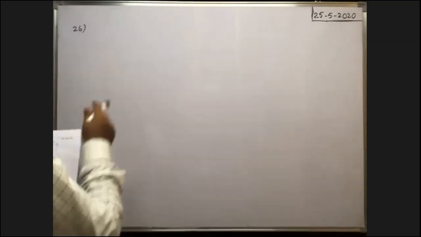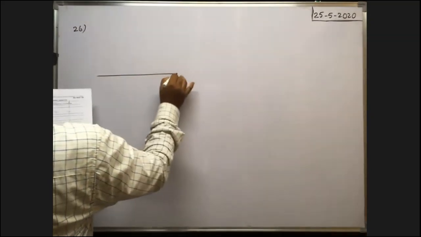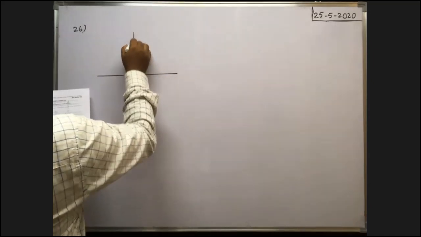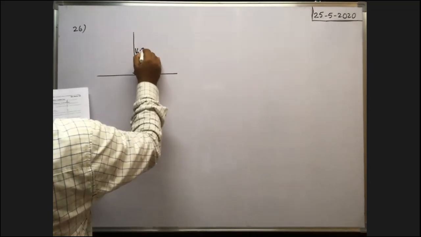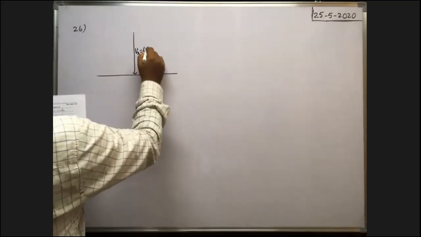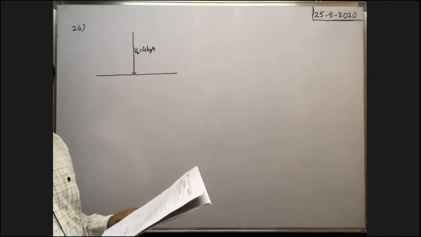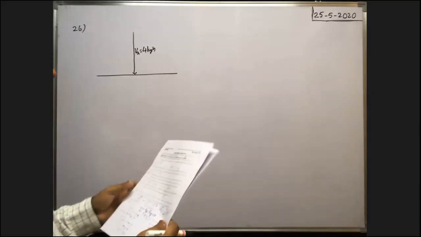So here you see the 26th problem. Rain is falling vertically downwards with a velocity of VR. That VR is given as 4 kilometer per hour, 4 kmph. Rain is actually falling vertically downwards. It is not that the rain appears to fall vertically. So actually the rain is falling vertically downwards.